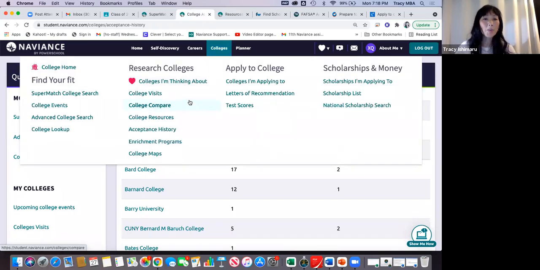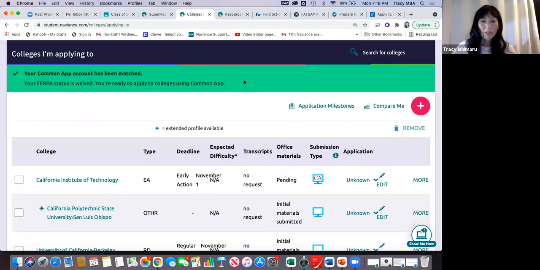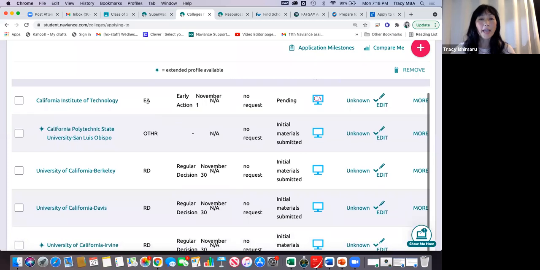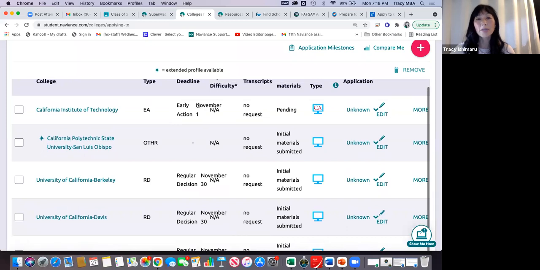Okay, so the next one that I would like to highlight is when the student is ready to take their college list and move it from colleges I'm thinking about to colleges I'm applying to. If you look here, you can see the college itself. You can click here to see the website, the type where it says EA, RD, that's early action. This is regular decision. So when it is an early action school, we know it's a November 1st deadline. That means the student has to be completely finished with their application by November 1st.